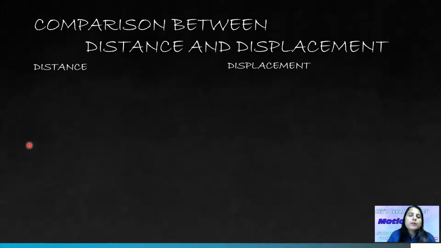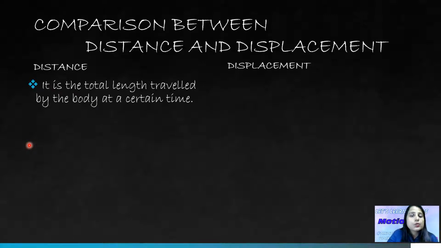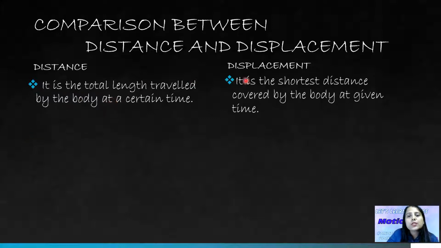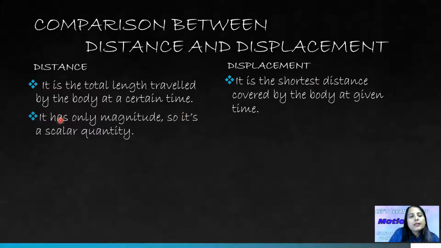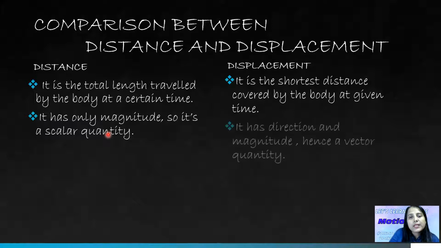Now let's compare distance and displacement. We can conclude here that distance is the total length traveled by the body at a certain time, whereas displacement is the shortest distance covered by the body at a given time. So here one is total length, another one is shortest distance. Distance has only magnitude, so it's a scalar quantity, whereas displacement has direction and magnitude. Hence, it is a vector quantity. There is a sharp contrast between these two quantities.